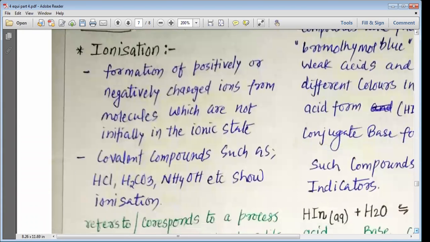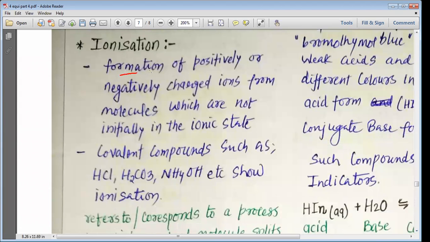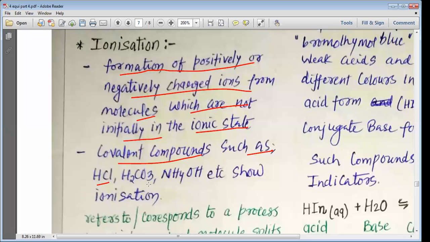Let us first talk about ionization. Ionization is the formation of positively or negatively charged ions from molecules which are not initially in the ionic state. That means covalent compounds such as HCl, H2CO3, NH4OH, etc. show ionization.